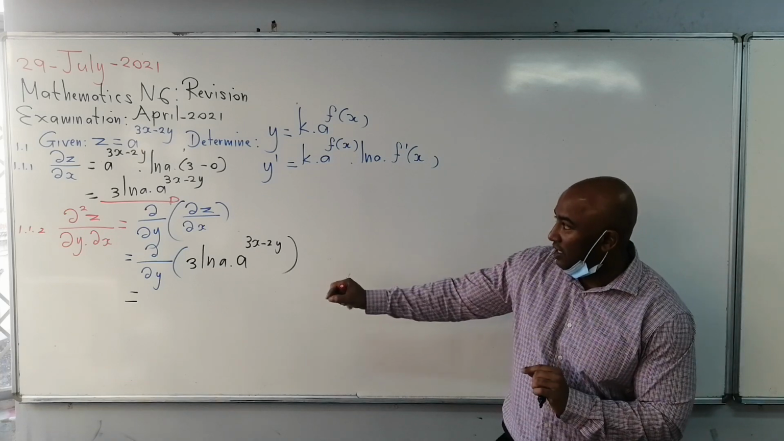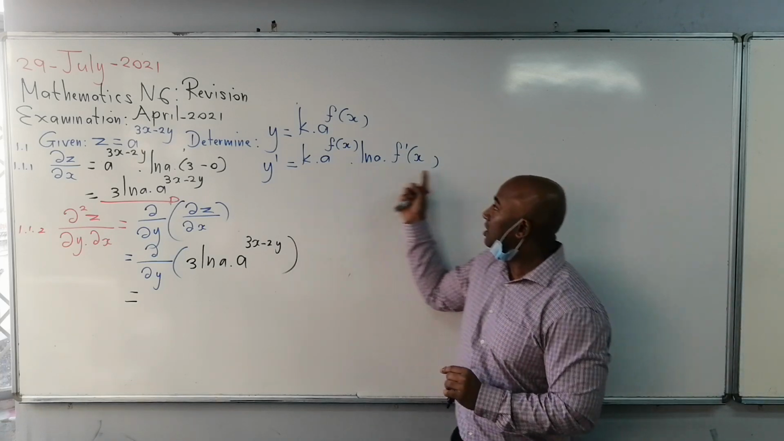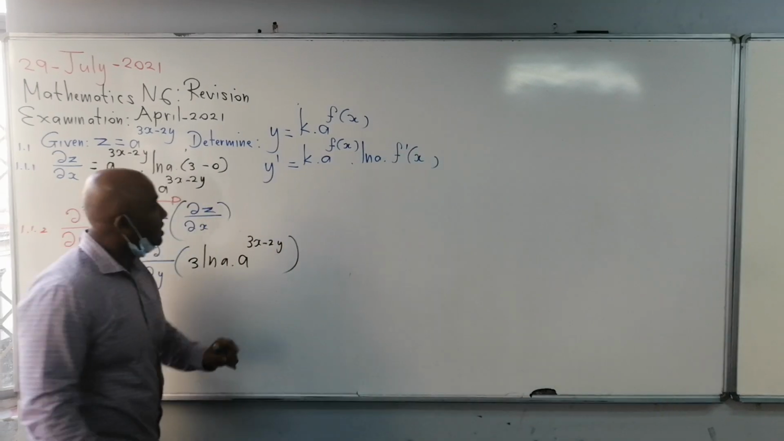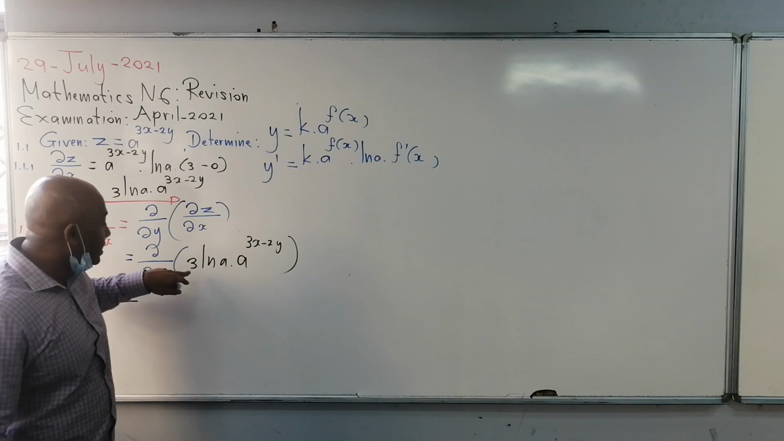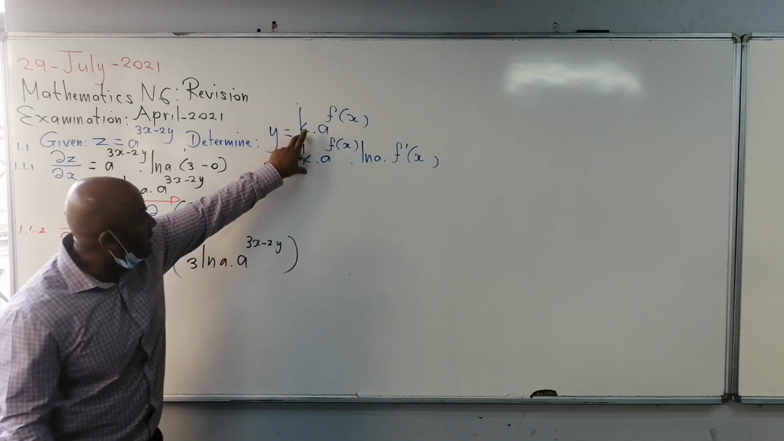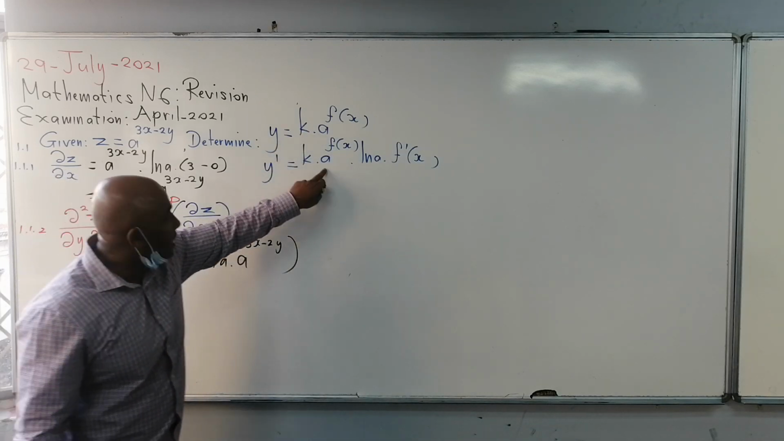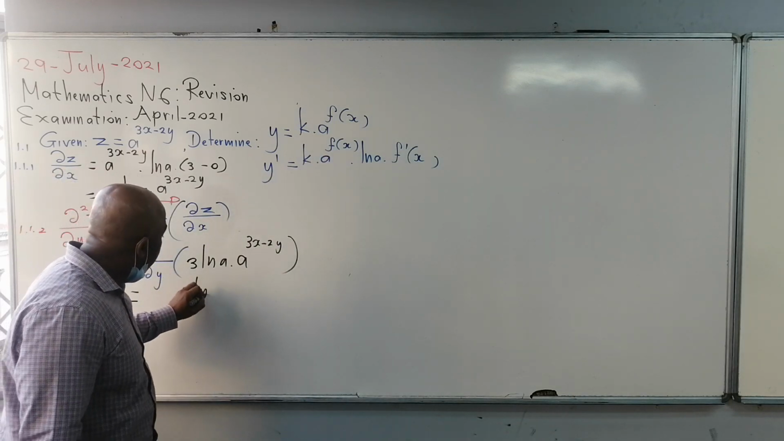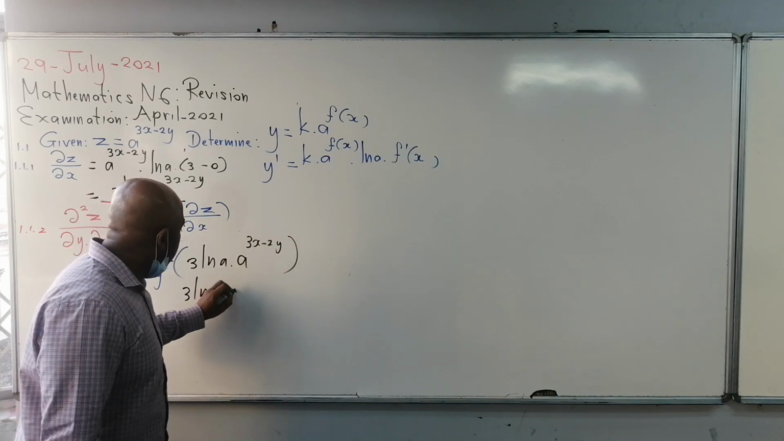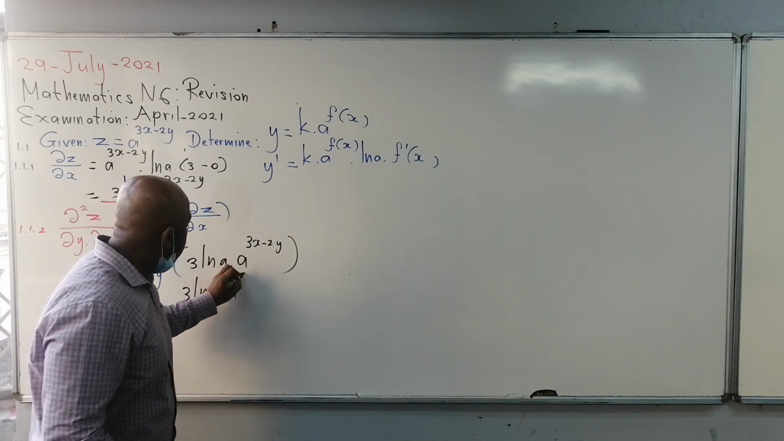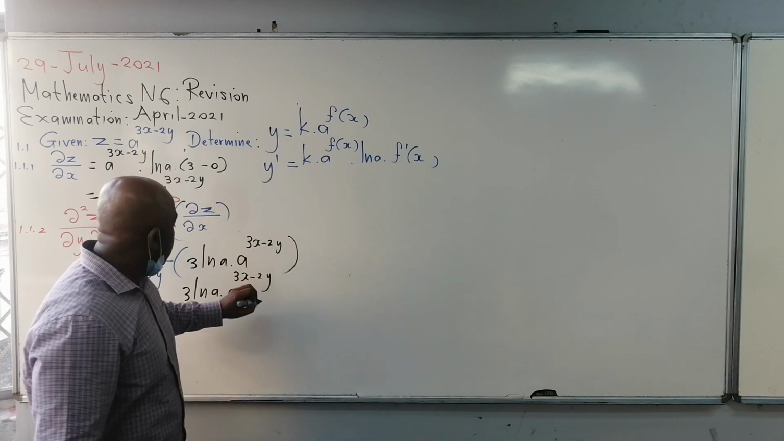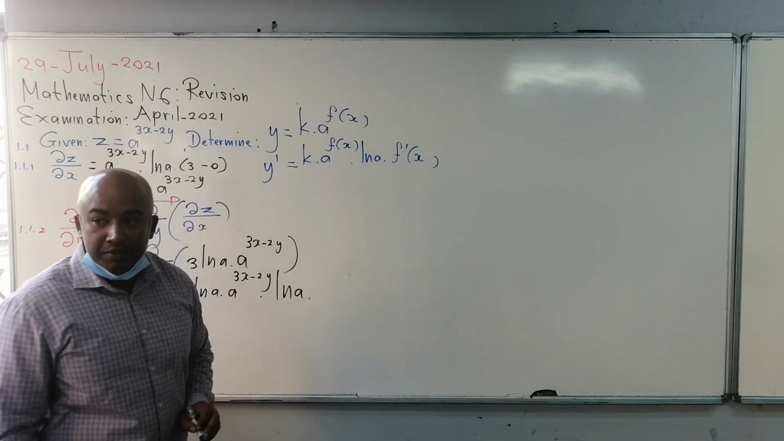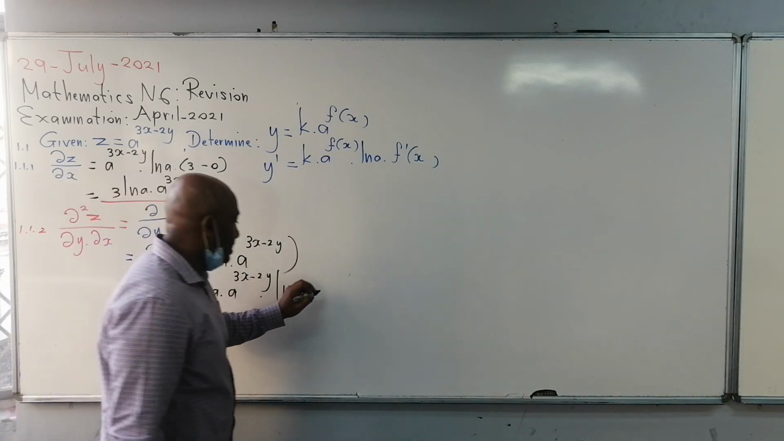So I'm going to treat x as a constant, using the same formula. The only difference is at the end. This is still an exponential function. Your constant k is 3 ln a, and this is a to the power f of x. So when you differentiate it, it's going to be 3 ln a times a to the power 3x minus 2y times ln of the base, your base is still a here, times the last part.